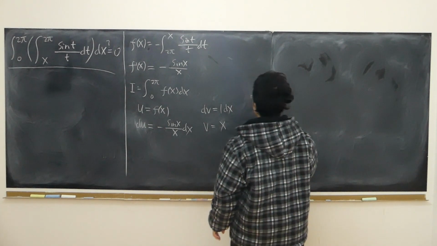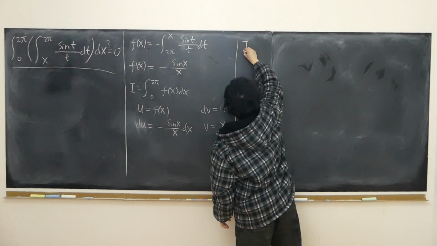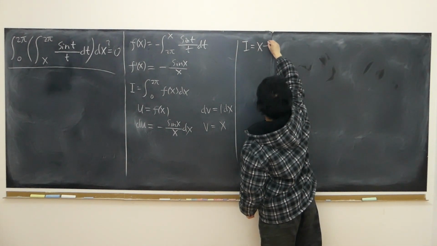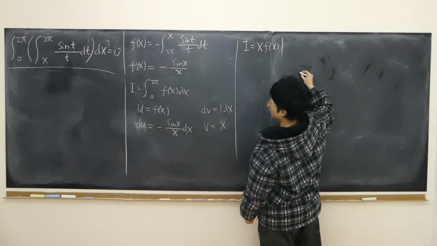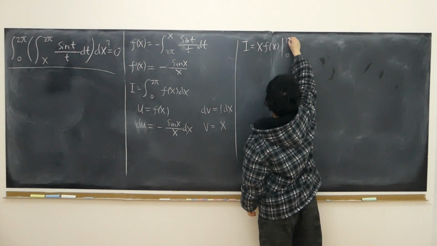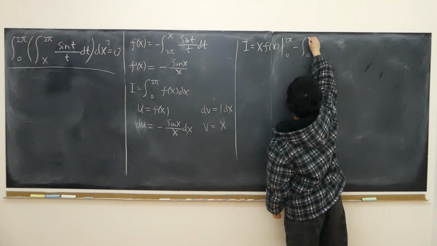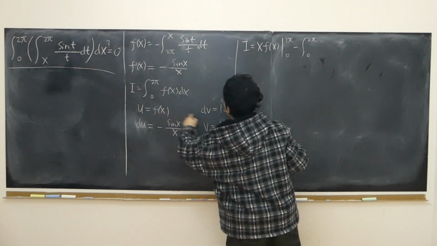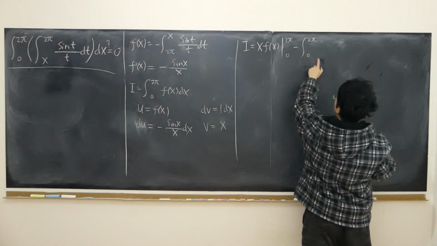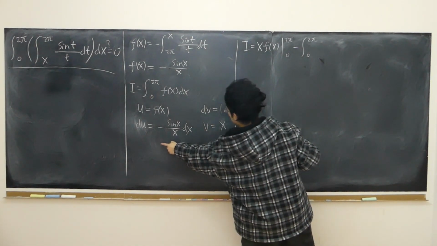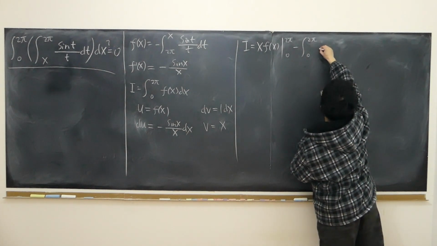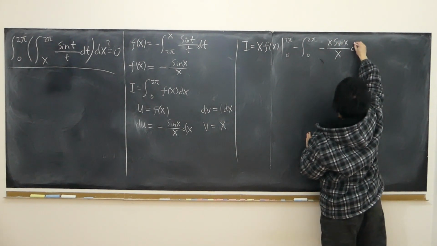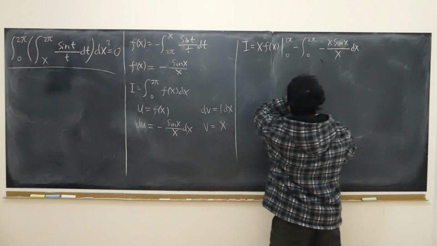Right, so now I is equal to uv, x times f of x, from 0 to 2 pi, minus the integral from 0 to 2 pi. First of all, we have u dv equals uv minus the integral of v du, v times du, so minus x times minus sine x over x dx.